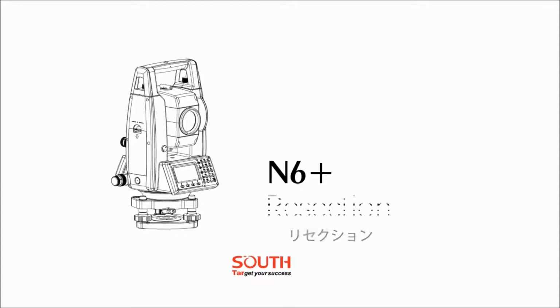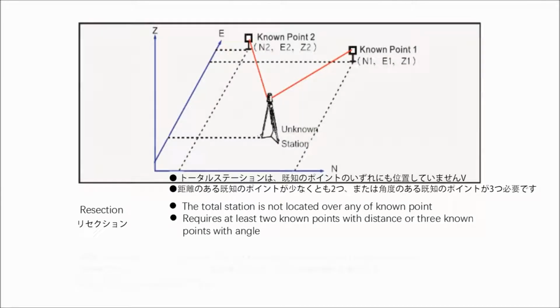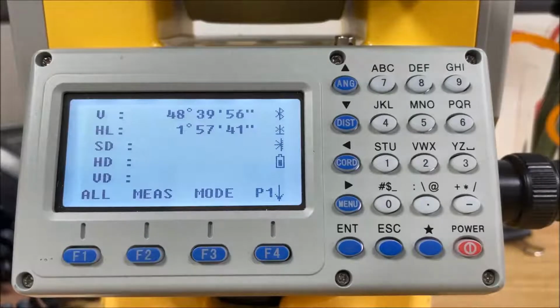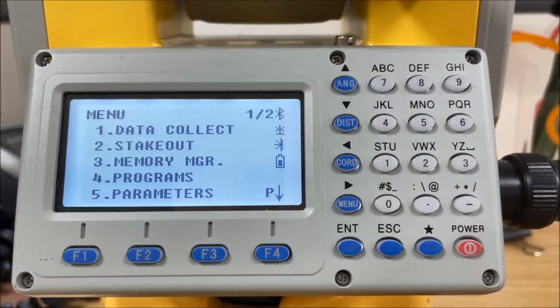This video will give an overview of how to set up a N6 Plus total station using the resection method. When the total station is not located over any known point, resection helps to define the coordinate of the station from measurements. It requires at least 2 backsite points with distance measurement or 3 backsite points with angle measurement.